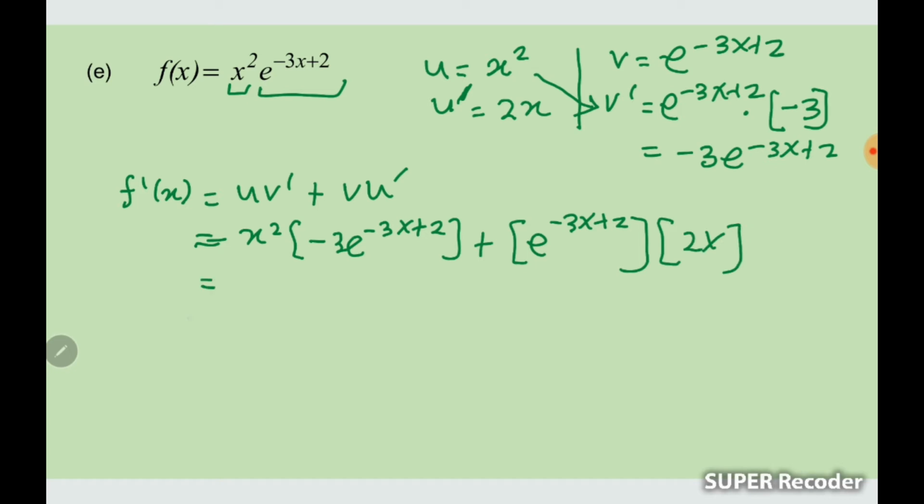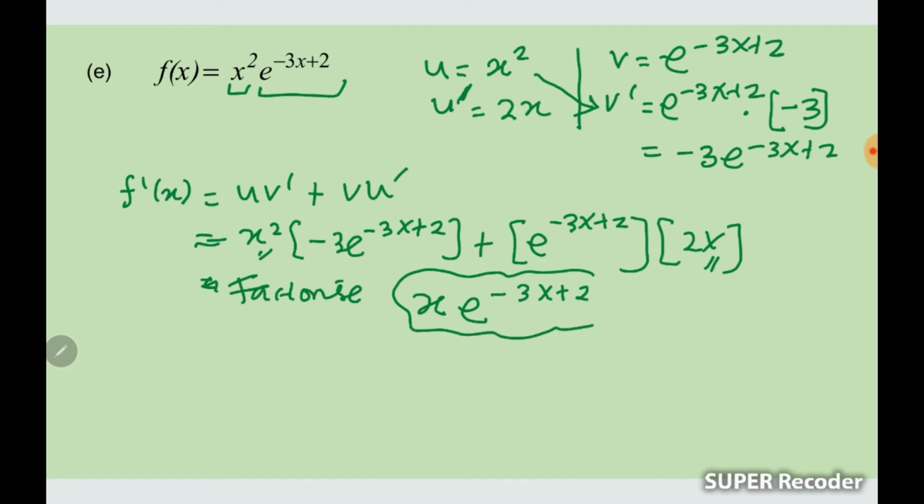So how to simplify? What is the common term here? So you need to factorize. The common term is e to the power of negative 3x plus 2, and we have x here. For both terms we have x, so you have to factorize x e to the power of negative 3x plus 2. Okay, so the answer is x e to the power of negative 3x plus 2, and inside the bracket the remaining term is negative 3x plus 2. Okay, so this is the simplest form and the final answer.